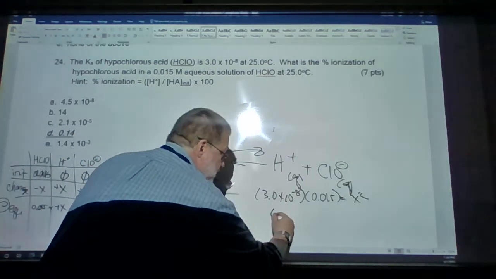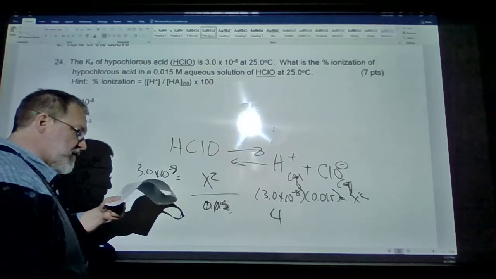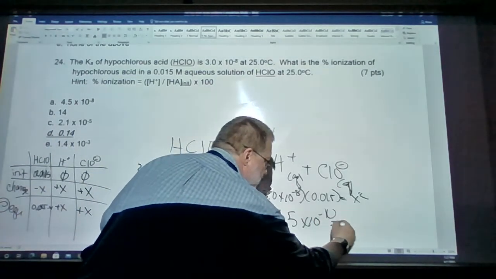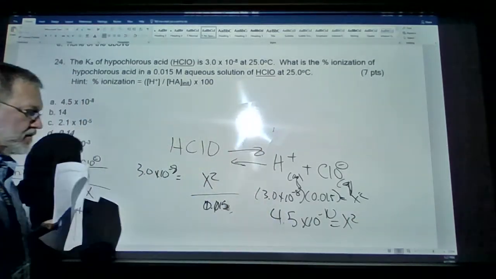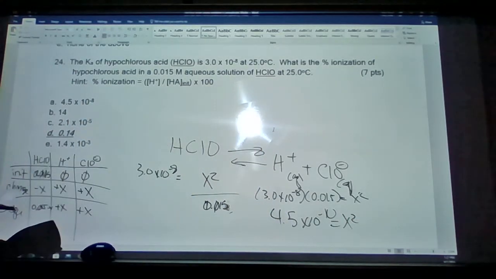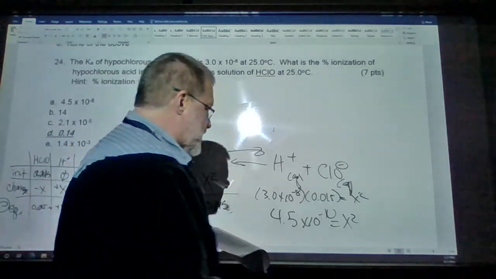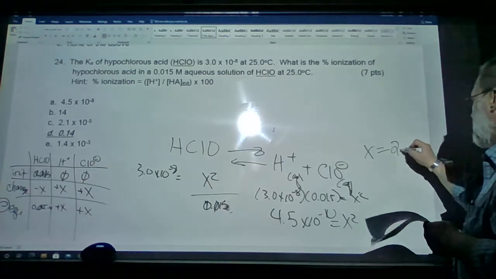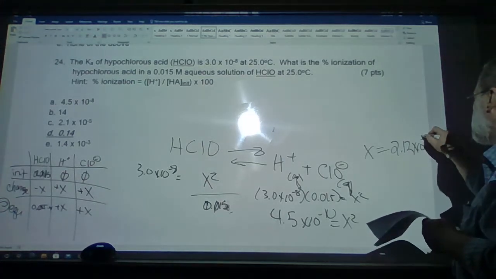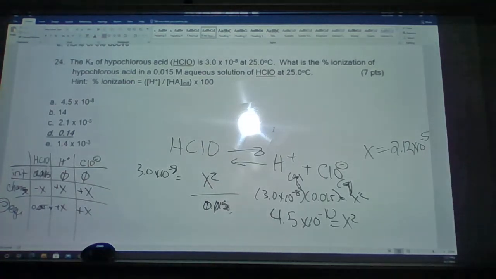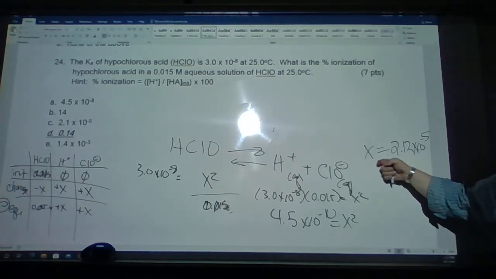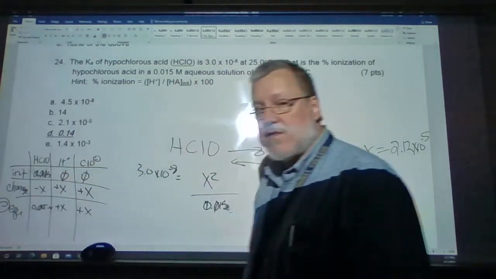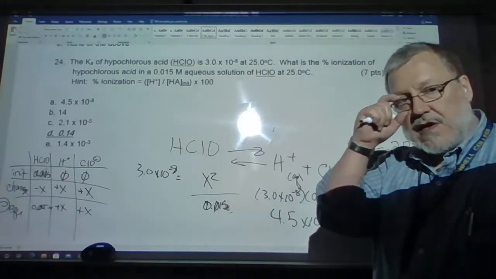So multiplying these together, I get 4.5 times 10 to the minus 10th is equal to x squared. Take the square root of that, I get x is equal to 2.12 times 10 to the minus 5th. What is x equal to? X is equal to our concentration of our H plus when it's reached equilibrium.